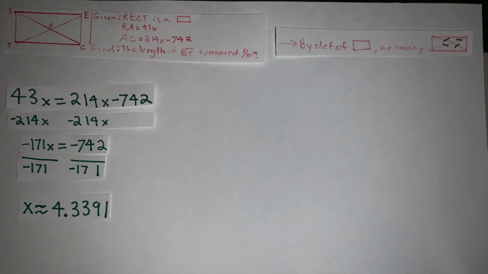You subtract 214x from both sides, and that leaves you with negative 171x is equal to negative 742. Then to solve for x, you divide both sides by negative 171, and that leaves you with roughly 4.3391. We keep four decimal places there just to keep exactness for this problem.